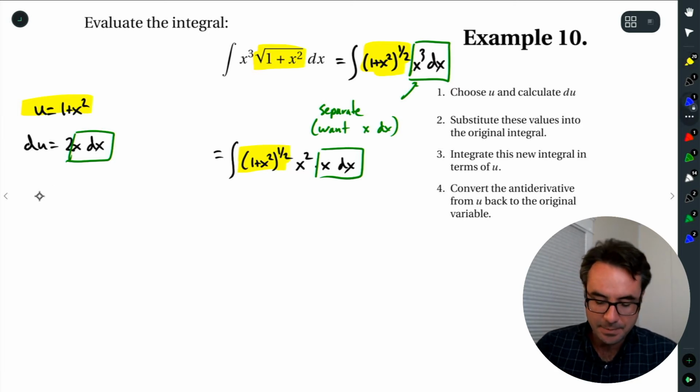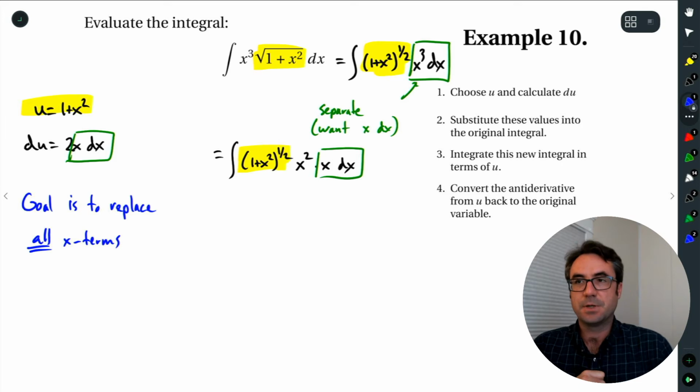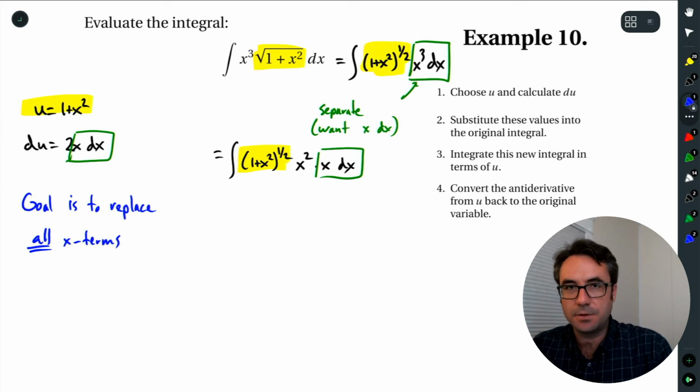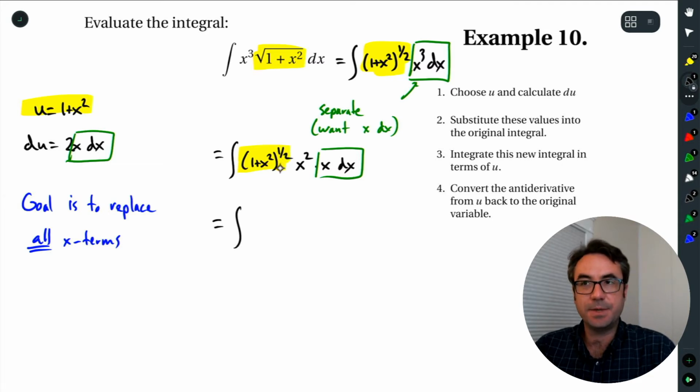We want to keep in mind our goal. Our goal is to replace all x terms. Once we switch over to u, all the x's have to be gone. So let's start switching over. What are we going to get? This 1 plus x squared raised to the 1/2, what is it going to become? Well, it's going to become u raised to the 1/2.